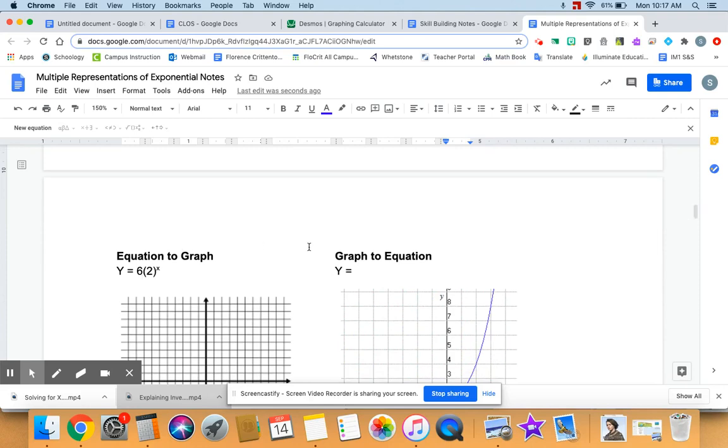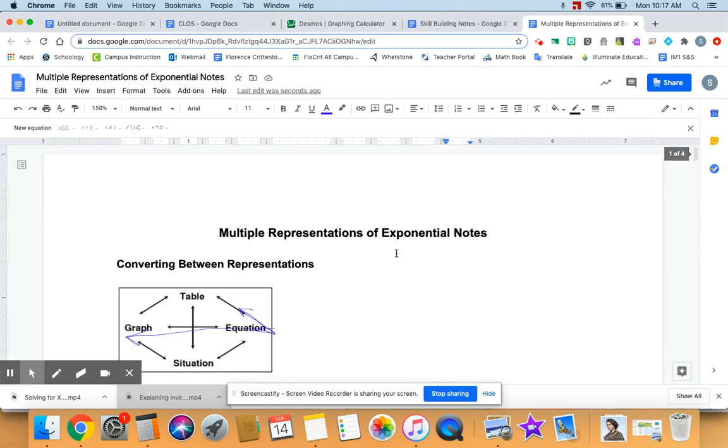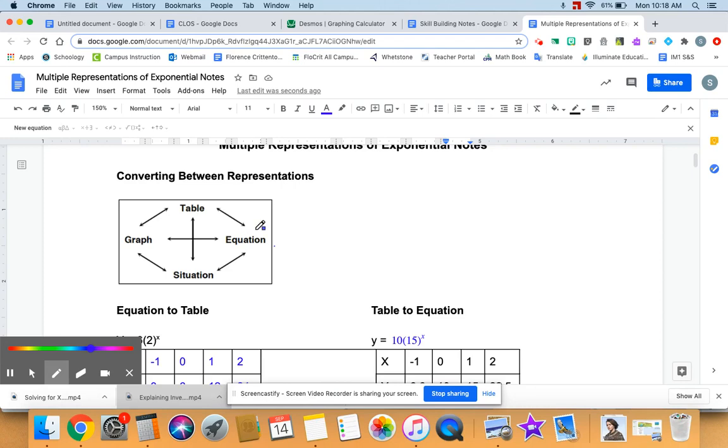Right, next is between equations and graphs. So if I go back up to my main thing, we've done the back and forth between tables and equations. We've done the back and forth between tables and graphs. Now we're going to do the back and forth between graphs and equations. This one here. All right.